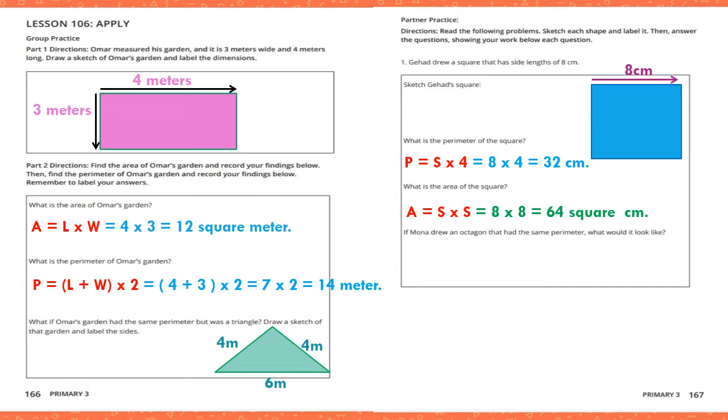If Mona drew an octagon that had the same perimeter, what would it look like? As we studied before, the octagon has 8 side lengths. So we will divide 32 by 8. 32 divided by 8 equals 4 centimeters. So each side in the octagon will be 4 centimeters.